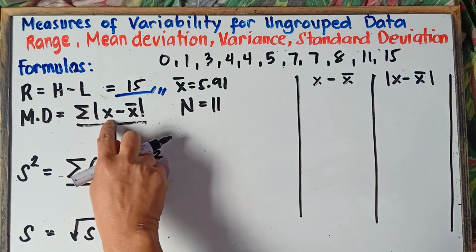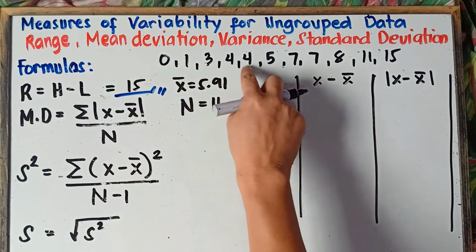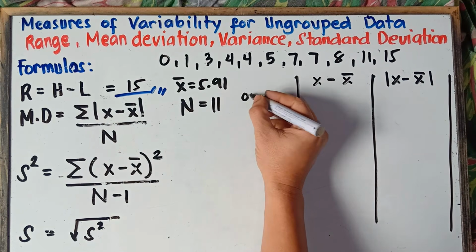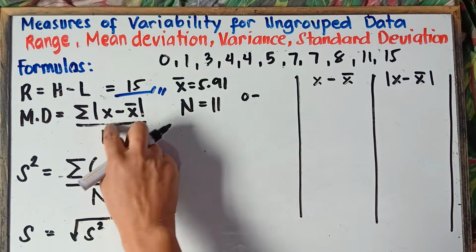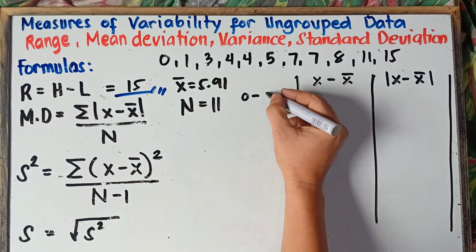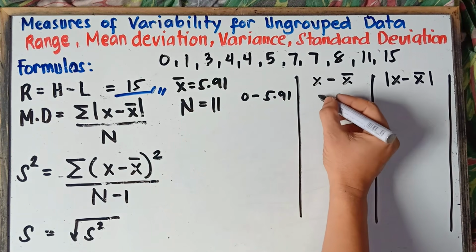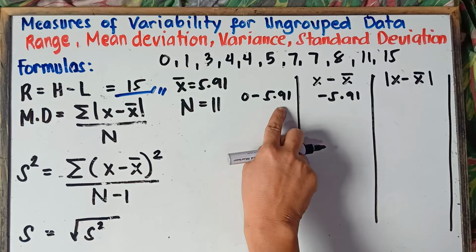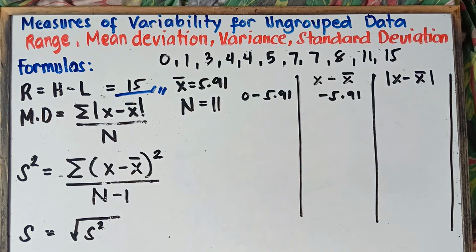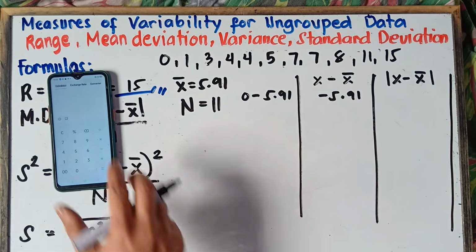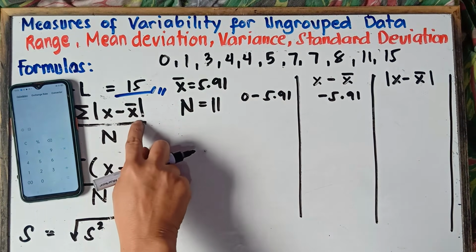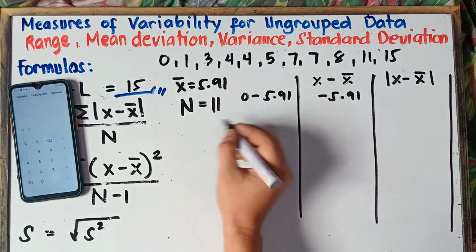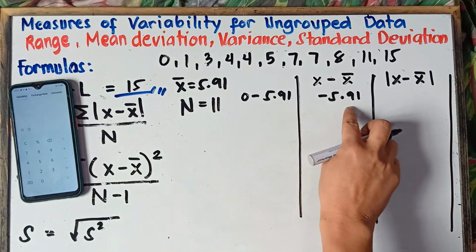Alright, do it step by step. So once again, class, these are the samples: 0, 1, 3, 4, 4, 5, 7, 7, and so on. So the sample minus the mean, this will be 0 minus 5.91. Of course, that would be negative 5.91. Once again, the first sample, 0 minus 5.91, the answer, class, is negative 5.91.